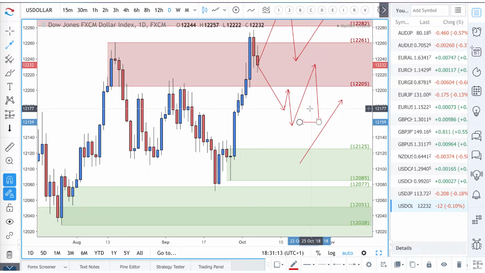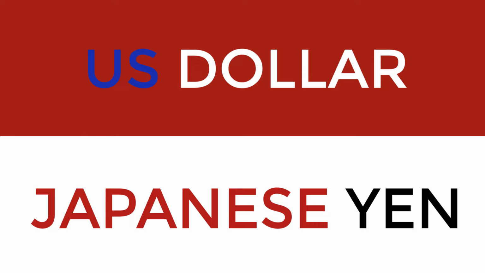We have to be patient if you're looking to buy the dollar, right? If you're looking to sell the dollar, now is an opportunity based off of some dollar currency pairs, if they are also at supply or demand zones. So moving on to the dollar yen.